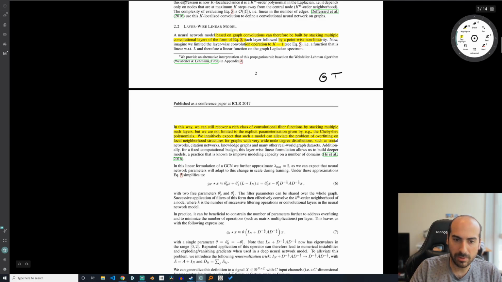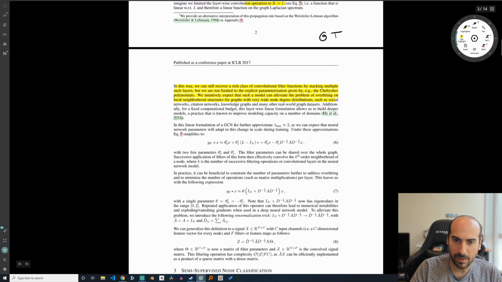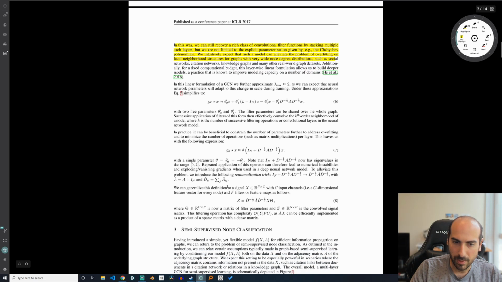So they do this linear reformulation of GCN and they approximate lambda max as equal to 2. Further, to address overfitting, we can generalize the definition of a signal with f filters or feature maps as follows, where theta is now a matrix of filter parameters and Z is the convolved signal matrix. This filtering operation has complexity O(|E|FC), and AX can be efficiently implemented as a product of a sparse matrix with a dense matrix. Oh, I see. Okay.